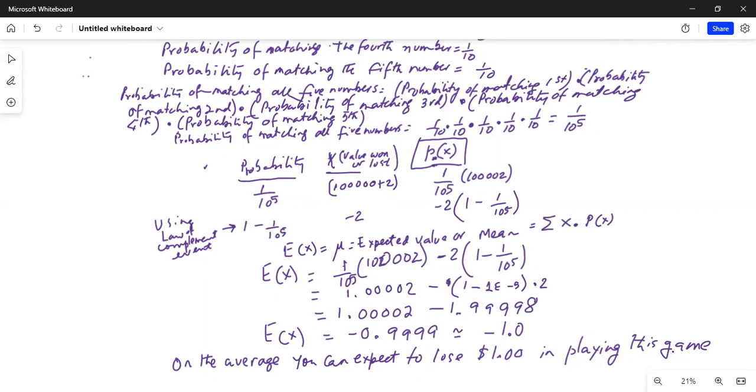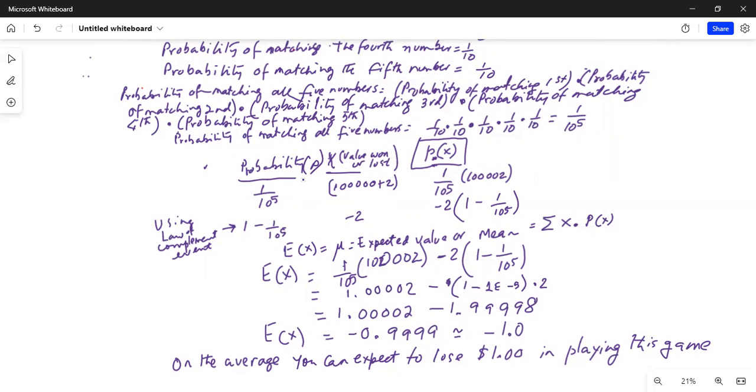That is the probability. Now we made a table of probability corresponding to each X value, and the third column is probability. I should write here, probability is P. So this is the P column, and P times X in the third column. So the probability of matching all 5 numbers is 1 over 10 to the power of 5. And if you do that, you win 100,000 plus $2 back for the money you paid to play this game. So your total gain in that case is $100,002, and that will be multiplied by the probability of 1 over 10 to the power of 5.